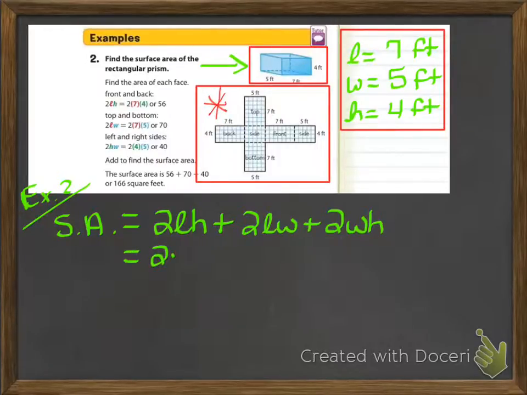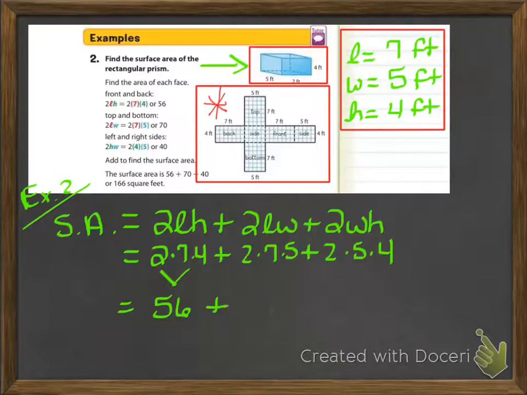So we have 2 times, my length was 7, my height was 4, plus 2 times my length was 7, this time my width is 5, plus 2 times my width, which is 5, and my height, which is 4. So now I multiply all this stuff out. 2 times 7 is 14, times 4 is going to give me 56. 2 times 7 is 14, times 5 is going to give me 70. And this one, I'll be honest with you, it's probably easier if you do 2 times 5, you get 10. And then times it by 7, you get 70. And then our last one, let's go ahead and do 2 times 5 is 10, times 4 gives us 40.